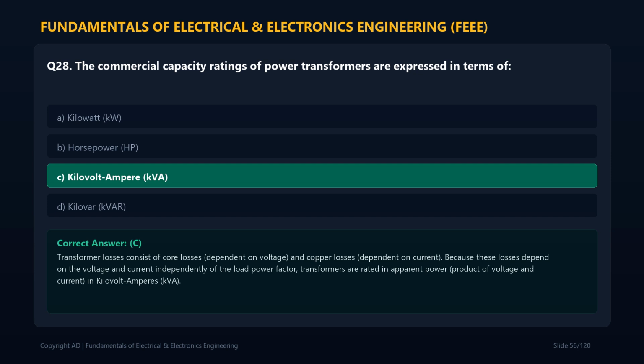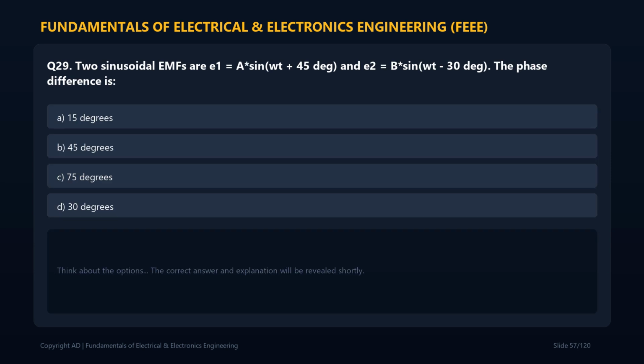Transformer heating losses depend on voltage and current independently of the power factor, meaning transformers are rated in apparent power using kilovolt amperes.